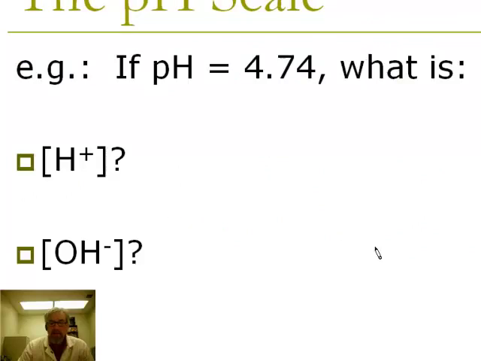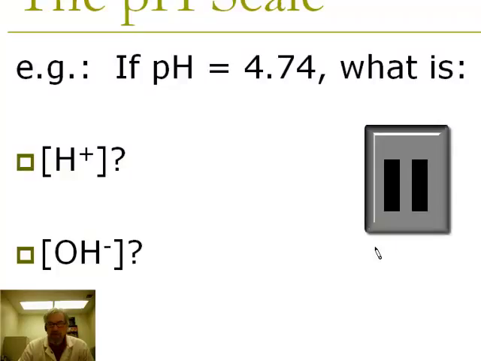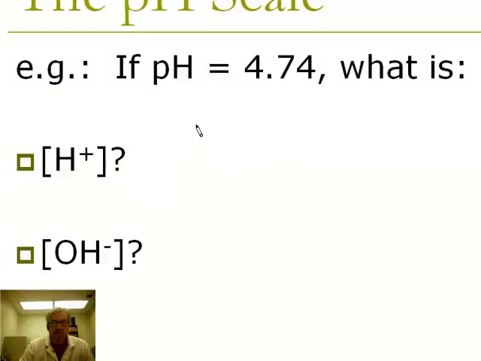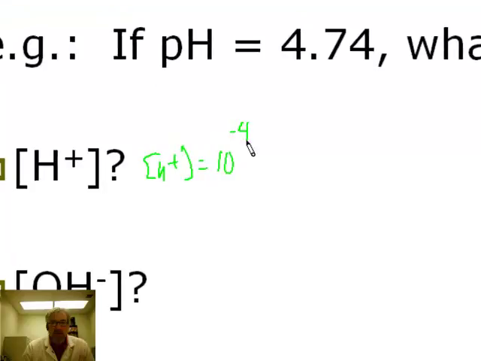If the pH for a certain solution is 4.74, let's find out, first of all, what's H+ concentration, and then what's the OH- concentration. Stop the video and try this, and then I'll bring you the answer. Well, the concentration of H+ you can find easily enough by taking 10 and raising it to the negative pH, which in this case would be to the negative 4.74. That works out to 1.8 times 10 to the negative 5th.